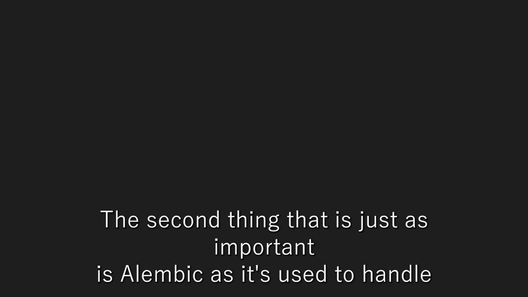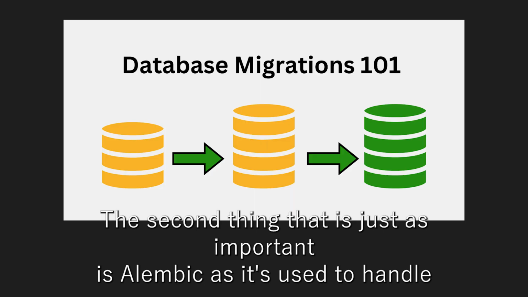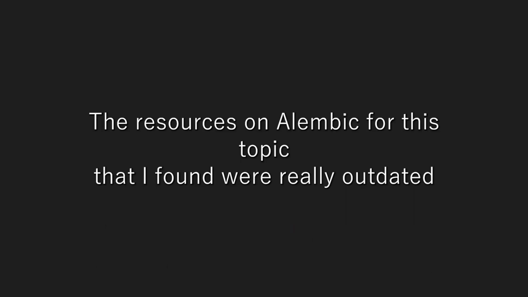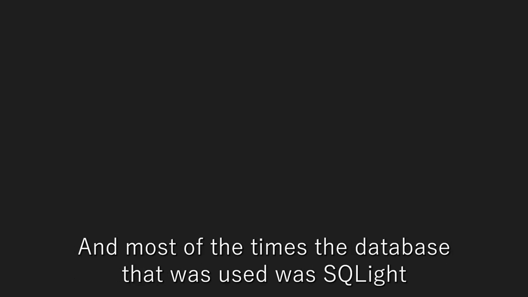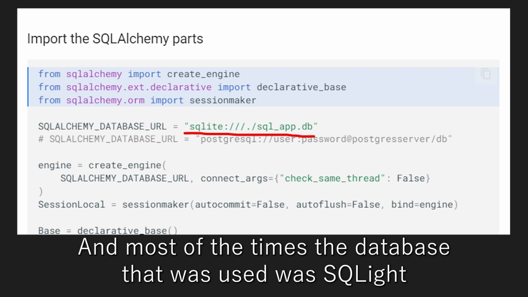The second thing that is just as important is Alembic, as it's used to handle database migrations. The resources on Alembic for this topic that I found were really outdated, as they were not recognizing column changes for the models that we had, and most of the times the database that was used was SQLite.